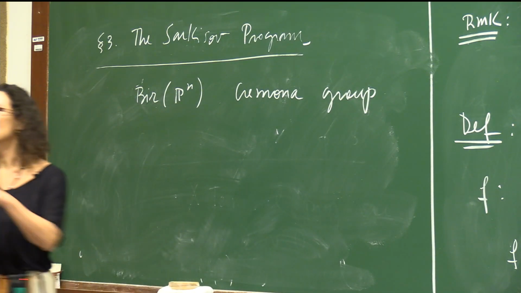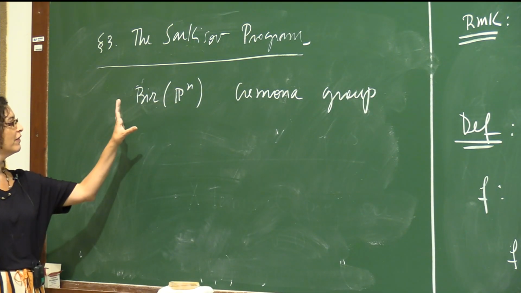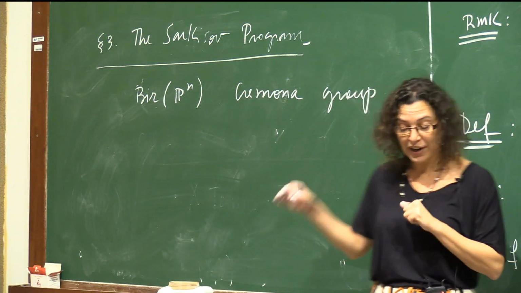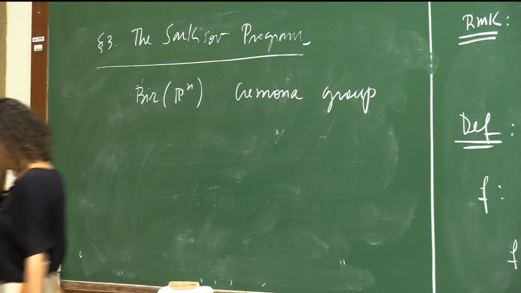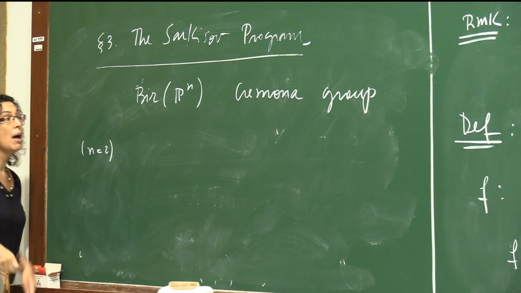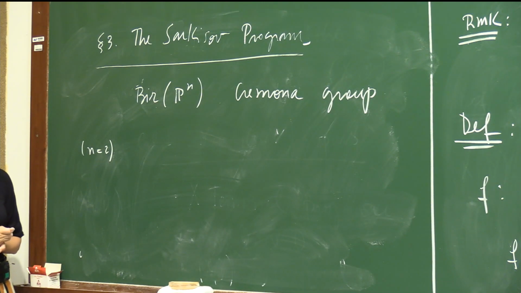And this is a huge and super complicated group. A lot of people are very interested. I'm very fond of this group. But it's huge and it's very complicated. Now, even in low dimension, if you take dimension n equals 2, the group of birational self-maps of the plane.